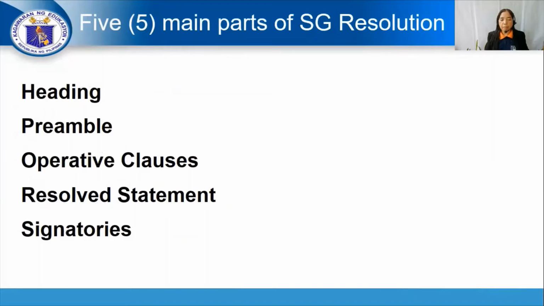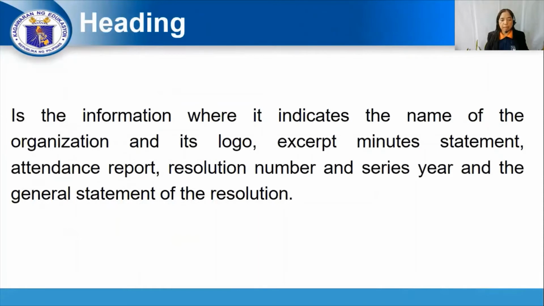The five main parts of a student government resolution: first, heading; second, preamble; third, operative clauses; fourth, resolve statement; and fifth, signatories. Heading is the information which indicates the name of the organization and its logo, excerpt from the minutes statement, attendance report, resolution number and series year, and the general statement of the resolution.